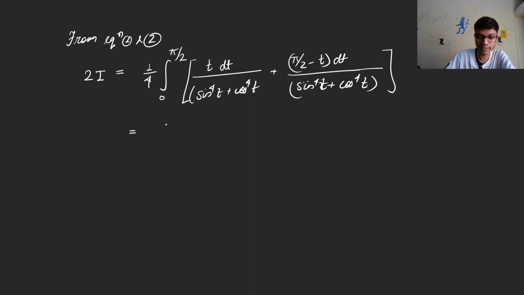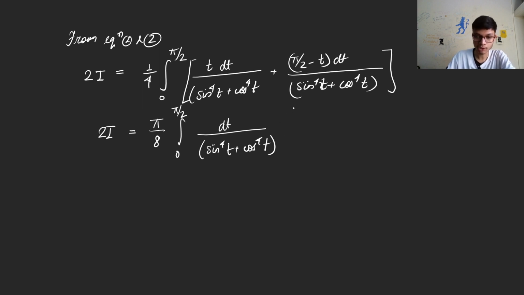And with this, 2 times I, the integration value, is going to be equal to pi by 8. The pi by 2 coming out is a constant, so it will definitely come out of the integration, and it is going to be pi by 8 times the integration within the limits 0 to pi by 2, and the result is going to be dt divided by sine to the power 4t plus cos to the power 4t. Now, in order to solve this particular problem, I will take cos to the power 4t common, and in doing so I will get a very important thing that you must remember. So this will again be equal to pi by 8, 0 to pi by 2.